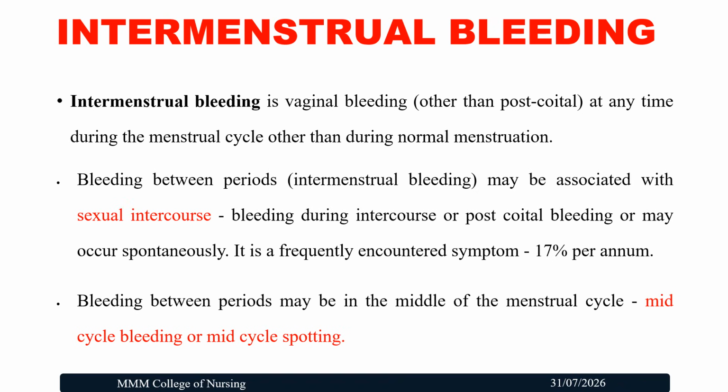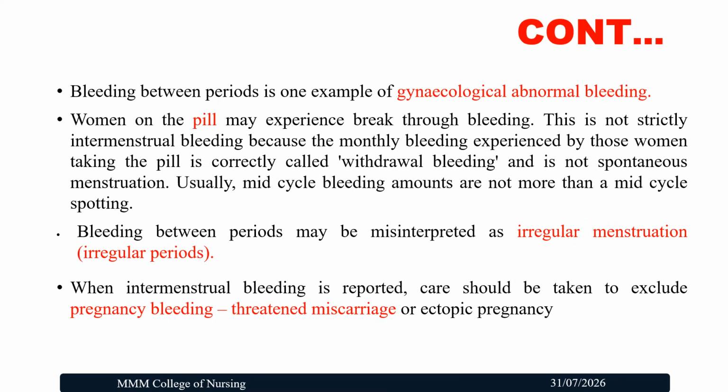Bleeding between periods may be in the middle of a menstrual cycle, mid-cycle bleeding or mid-cycle spotting. Bleeding between periods is one example of gynecological abnormal bleeding. Women on the pill may experience breakthrough bleeding. This is not strictly intermenstrual bleeding, because the monthly bleeding experienced by those women taking the pill is correctly called withdrawal bleeding and is not spontaneous menstruation.